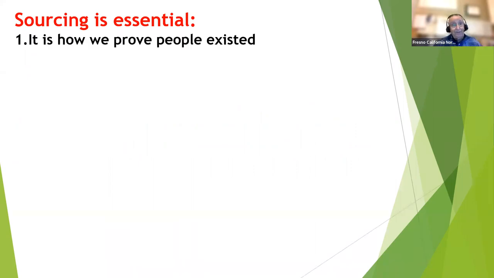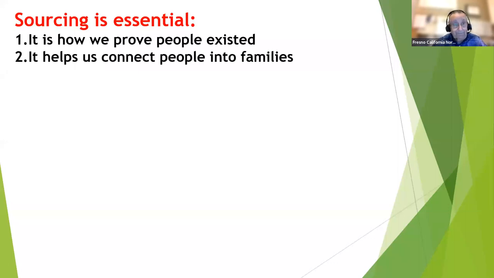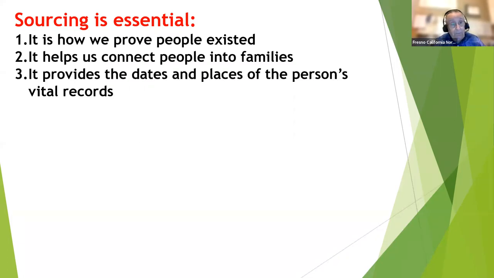Sourcing is essential. It is the most important thing we do over in Tree, because this is how we can prove that people existed. It helps us to connect people into their family and to add new people into the family as we find sources, because most sources name multiple people. And by finding many sources and families, we add in all the people eventually, we hope. Also, it provides the dates and places for the people's vital records so that we can identify them uniquely.